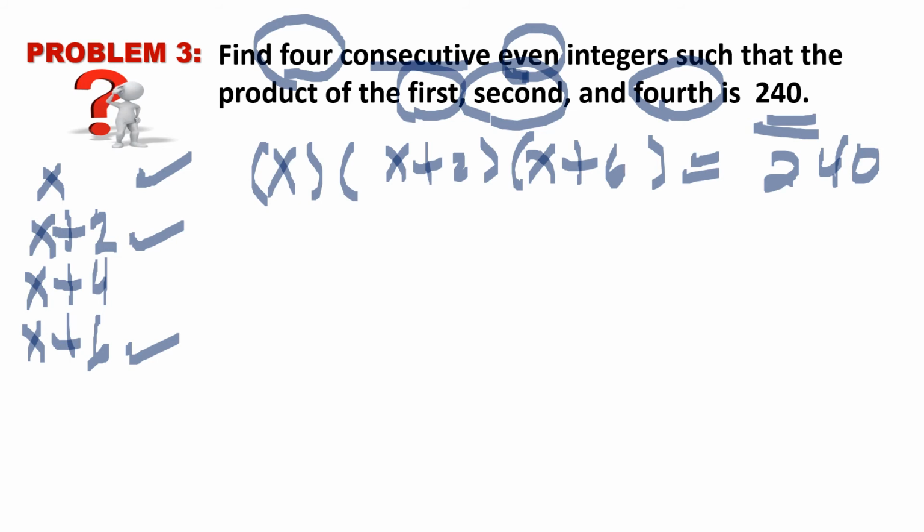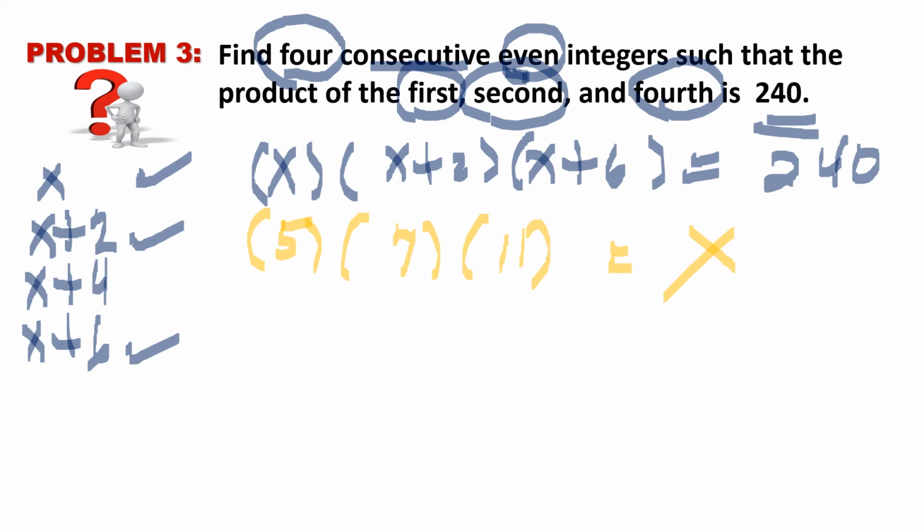If x is 5, this will be 5 times 5 plus 2, which is 7, times 5 plus 6, which is 11. Will this give us 240? Let's see. 5 times 7 is 35, times 11. I think it's not 240. What is 35 times 11? I think it's higher than 240.